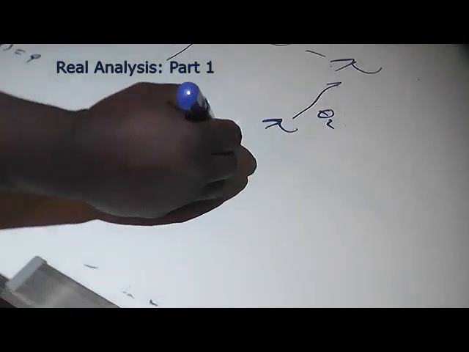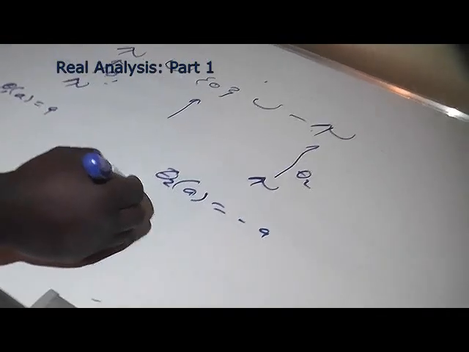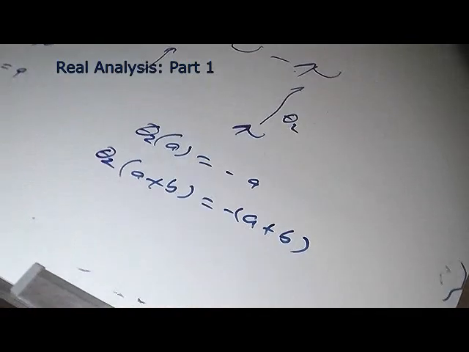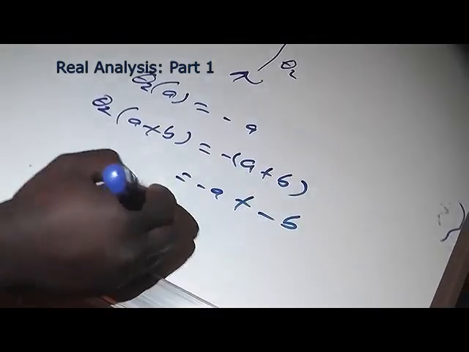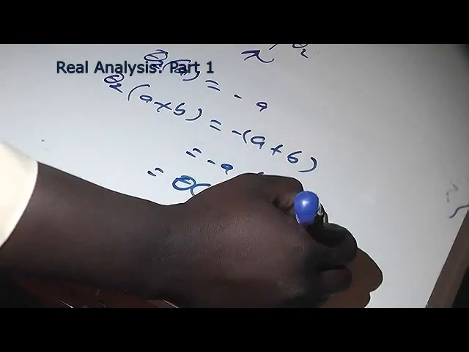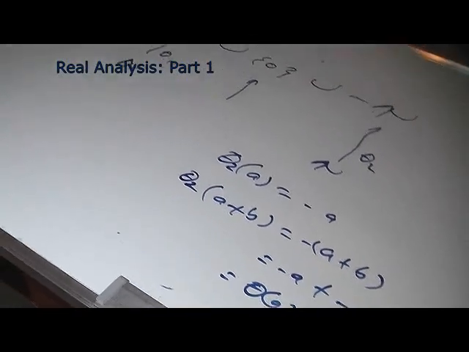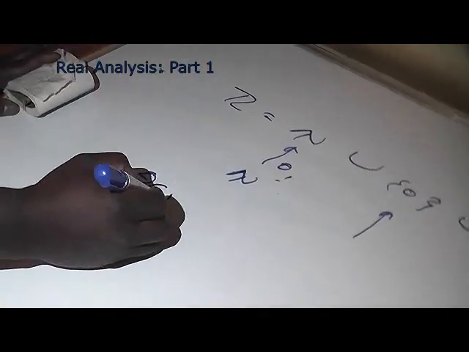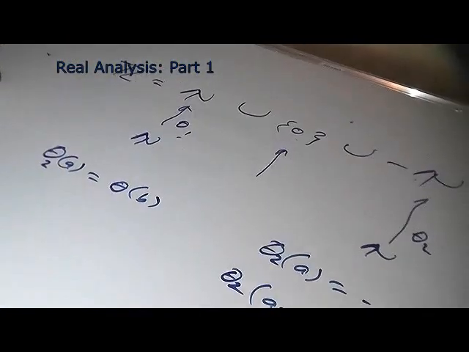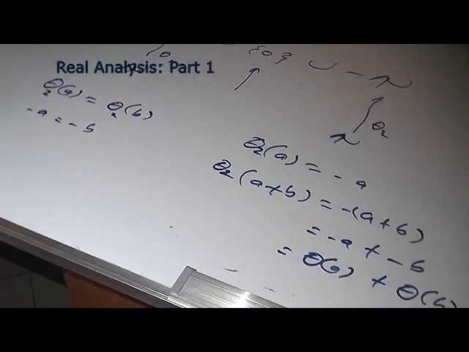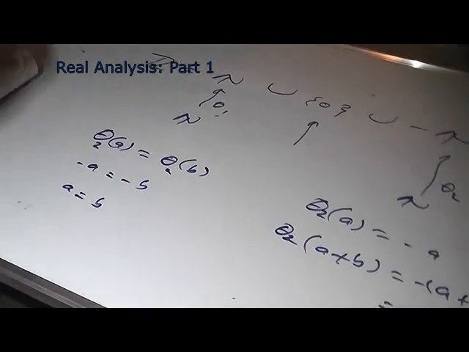Now theta 2 of A is defined by minus A. Then we check whether this is homomorphic. Theta 2 of (A plus B) is equal to minus (A plus B), which is equal to minus A plus minus B, which is theta 2 of A plus theta 2 of B. This is homomorphic, it preserves composition. Now, to check 1 to 1, let theta 2 of A be equal to theta 2 of B. This implies minus A is equal to minus B, which will certainly imply A equals B.